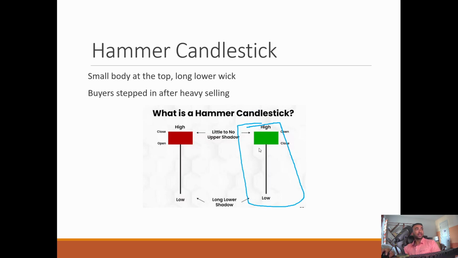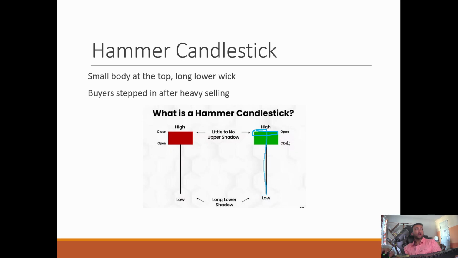Now what that means is, let's say it's a green candle. The price opened here and it closed here. That's why it's green. The price opened here, it closed here. However, look what happened. It came down all the way to this level and it came right back up and closed on top.